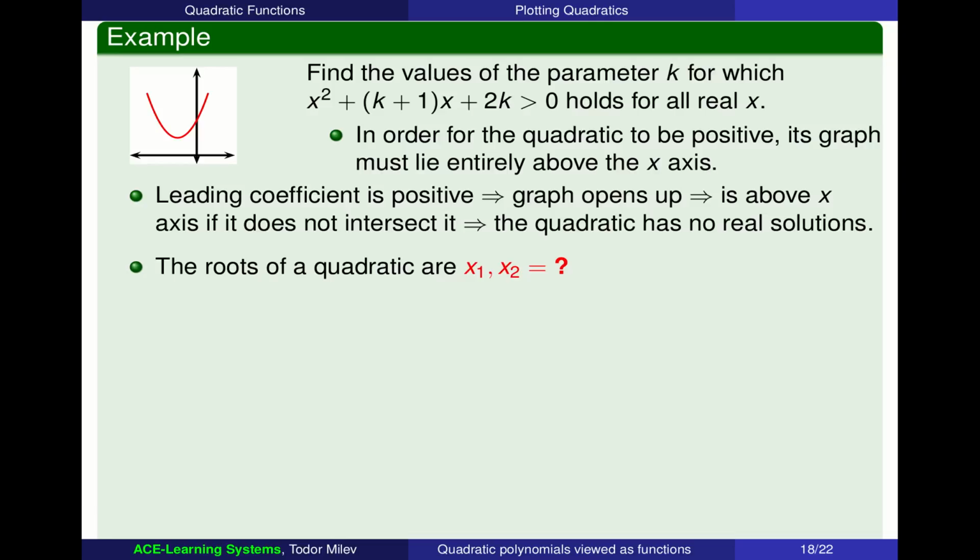What are the roots of this quadratic here? Just a reminder, the roots of the quadratic are the numbers that you get when you solve the quadratic equation. So what I'm really asking you is to set x squared plus (k plus 1) times x plus 2k equal to 0 and to solve. So when I'm asking you for the roots of this equation, I'm asking you to solve that equation that you see here. And what are the roots of that equation?